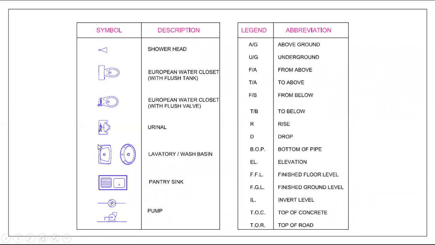Lavatory or wash basin, you have to show like this. This is a rectangular wash basin, and this is an oval type wash basin. Pantry sink: for the pantry sink, you have to show it like this.